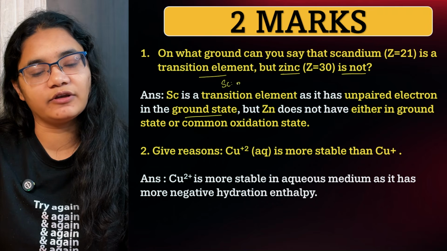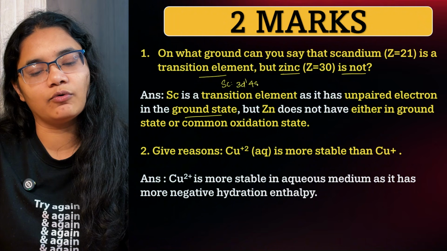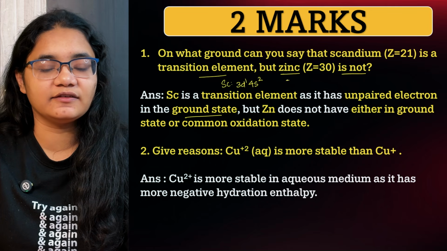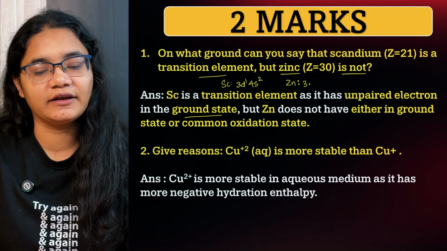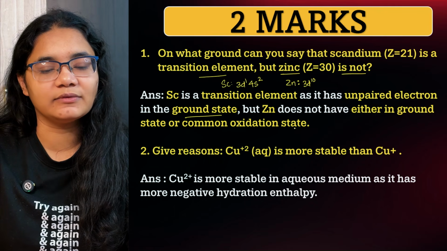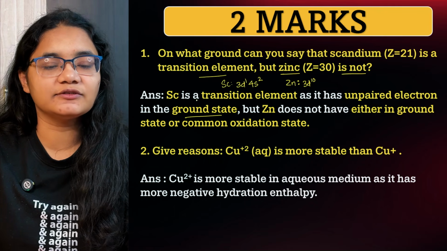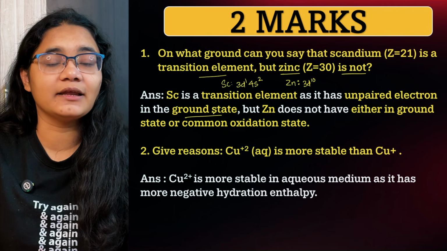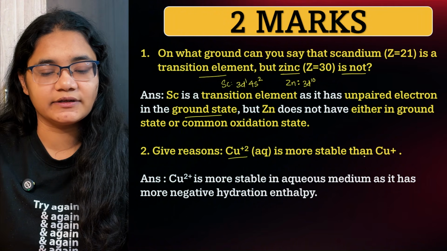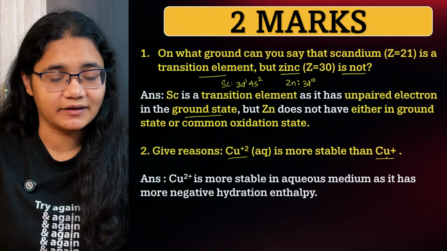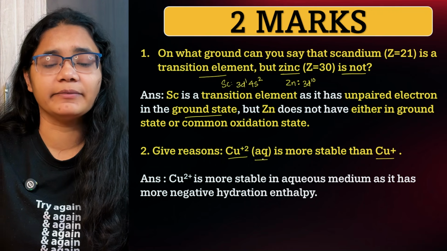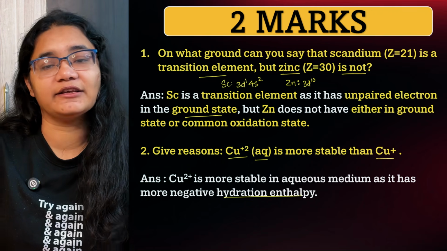Scandium electronic configuration is 3d1 4s2. Okay, but zinc does not have; if you see zinc electronic configuration, it is having 3d10. It does not have unpaired electron either in the ground state or in the common oxidation state. So that is why scandium is a transition element but zinc isn't. Next, give reasons: copper 2 plus aqueous is more stable than copper plus. So copper 2 plus aqueous is more stable because it has more negative hydration enthalpy.